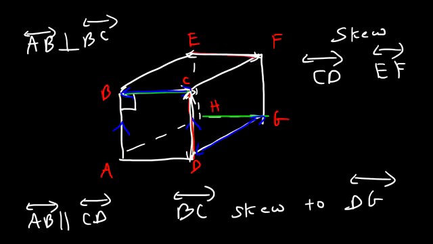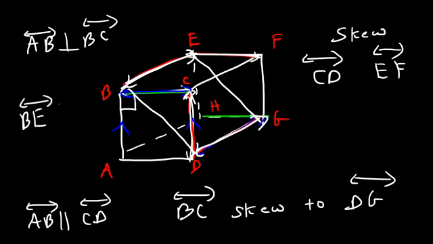Now, what's the relationship between, let's say, BE and DG? Notice that those two lines are parallel because we can draw a plane that contains those two lines. So that plane, which is basically the diagonal of this rectangle that we have, shows that BE is parallel to DG. So hopefully this box or this rectangle gave you a good illustration of how to tell if two lines are parallel, if they're perpendicular, or if they're skew lines.